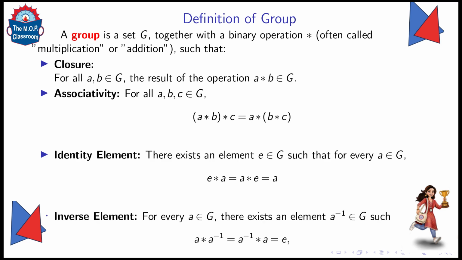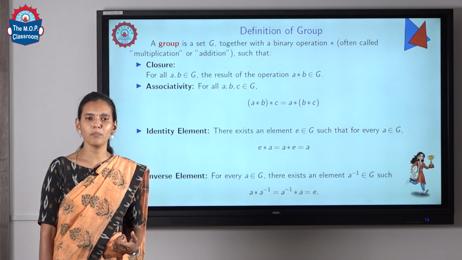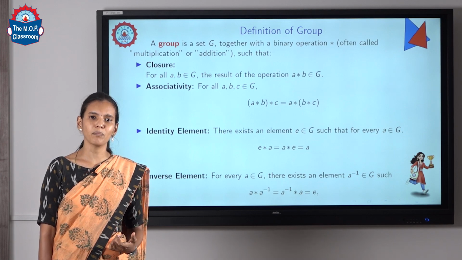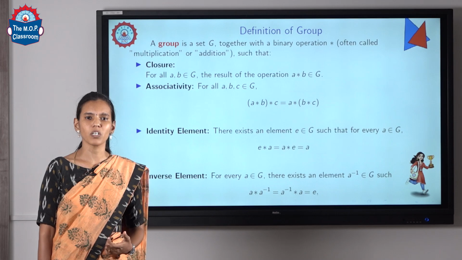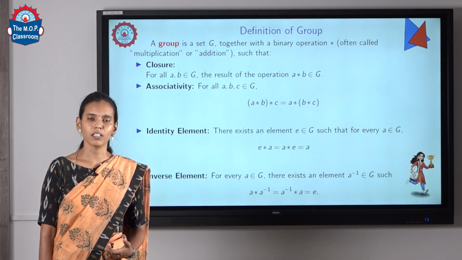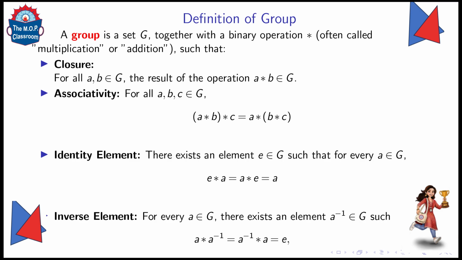The next axiom that we are going to check is the inverse element. For every element that we take, there should exist an inverse element. If I am considering an element A, the inverse of that element is given by A inverse. If we multiply the element and the inverse, we will get the identity element. So, a set with a binary operation satisfying all these four axioms is called a group.